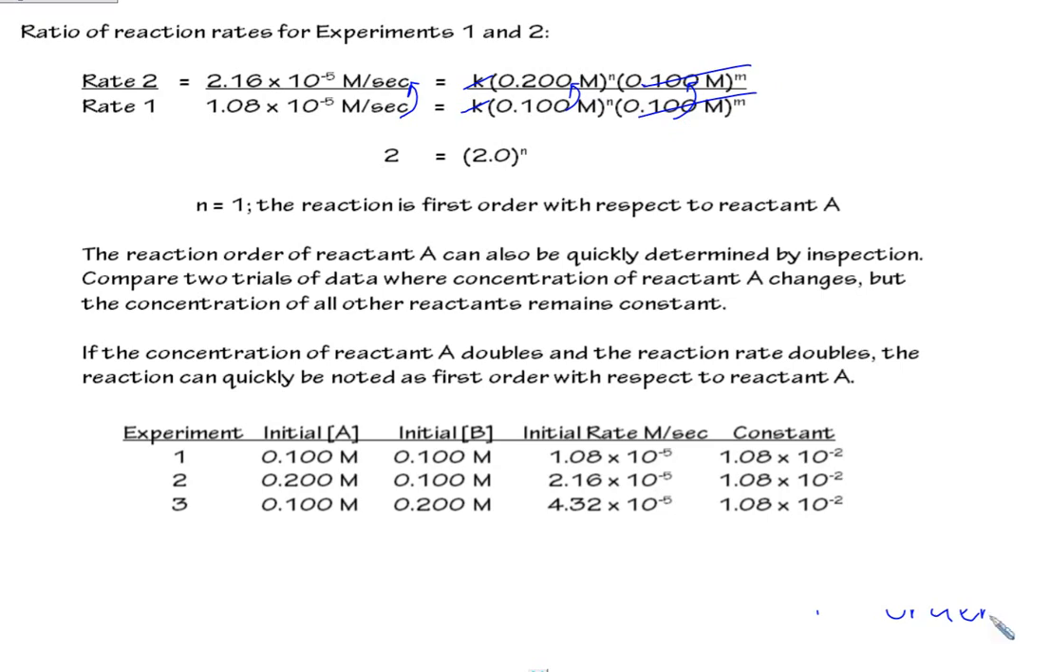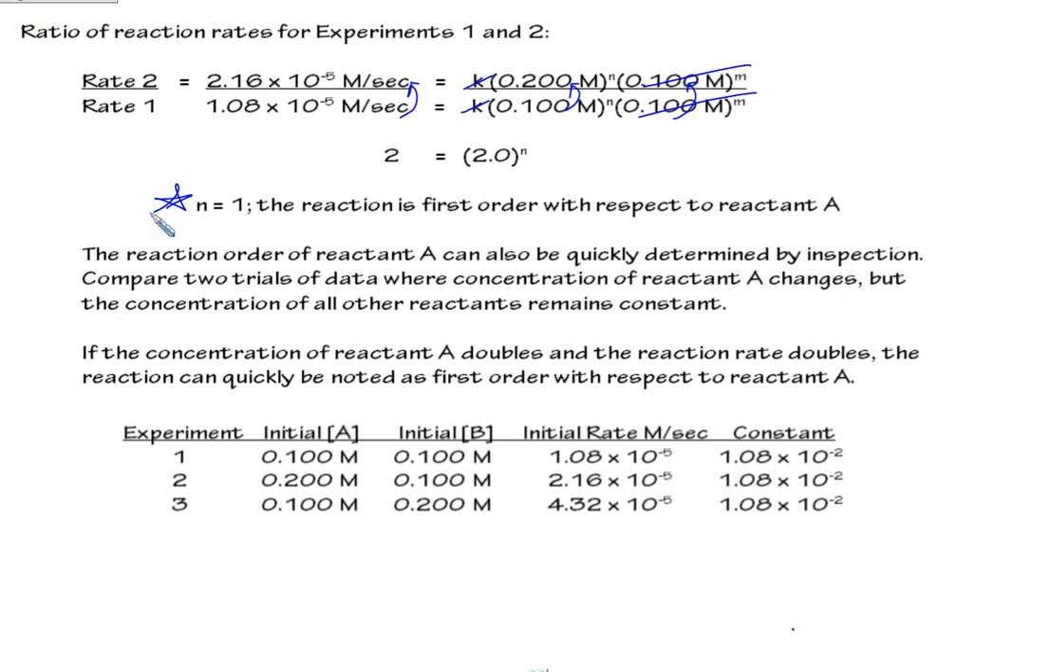So now look what happens when this is simplified. 2 equals 2 to the nth power. From that experimental data, we can determine the value of n. And again, this is very high-level math. n must be 1. So we say then that this reaction is first order with respect to A, reactant A. Those little exponents are called reaction orders.